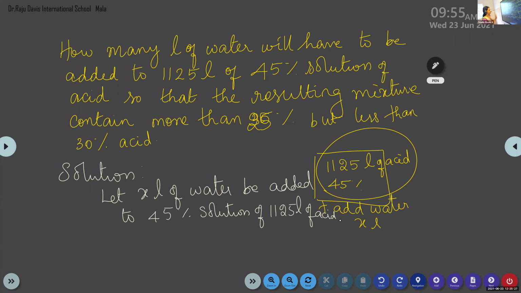First you listen. So we are adding X liters of water to 45% solution of 1125 liters of acid. When we add X liters of water, what will be the total mixture now? Suppose I have 1125 liters of acid. With that I add X liters of water. So what will be the total mixture? Is it 1125 plus X liters, children? Is it so?